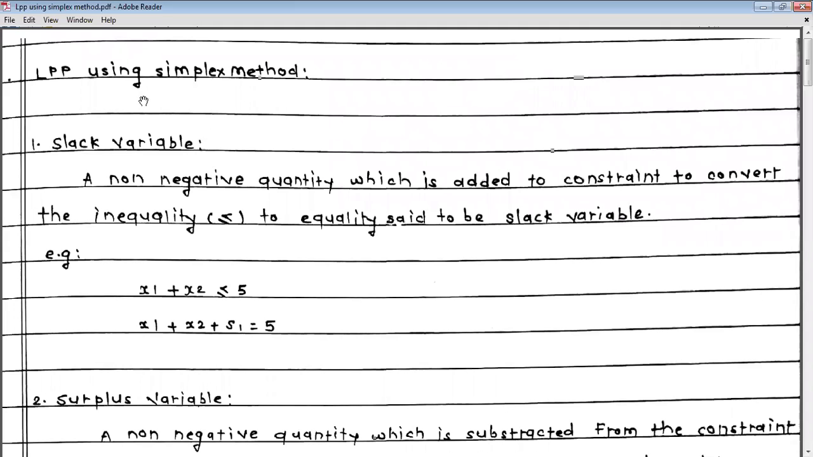Today we will be seeing a very important LPP using the simplex method. Before we move on to the problem, I would like to clear some concepts regarding the simplex method. So basically, the simplex method is one of the methods which is used to solve the linear programming problem.